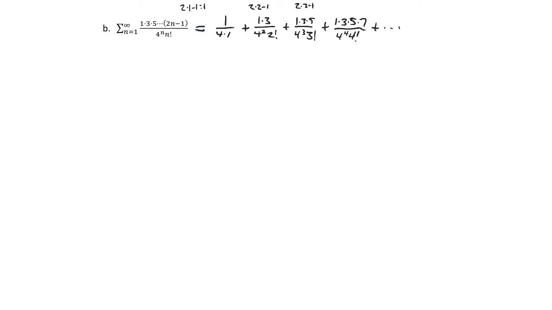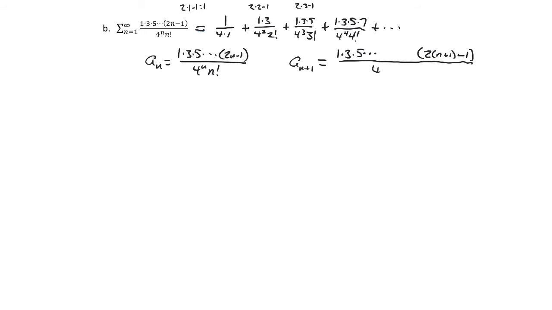Okay, so in our case, a sub n is going to be 1 times 3 times 5 out to 2n minus 1, all divided by 4 to the n multiplied by n factorial. I'm going to write out what a sub n plus 1 looks like. A sub n plus 1 would be the product of all odd integers from 1 out to, I'm going to leave some space here, I'll explain why, 2 times, remember we replace n by n plus 1, so it's 2 times the quantity n plus 1 minus 1, divided by 4 to the n plus 1 times n plus 1 factorial.